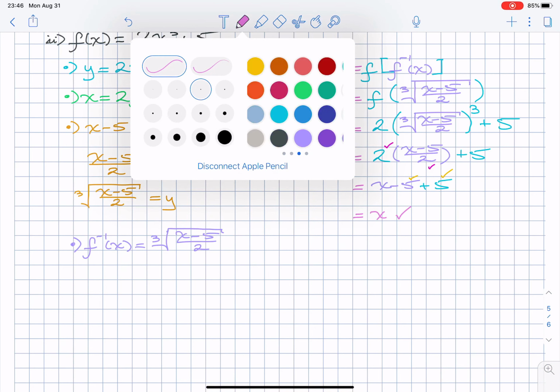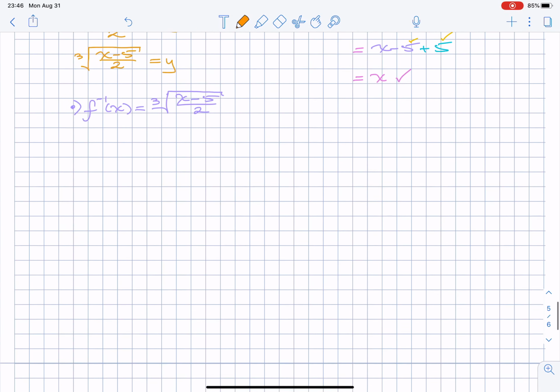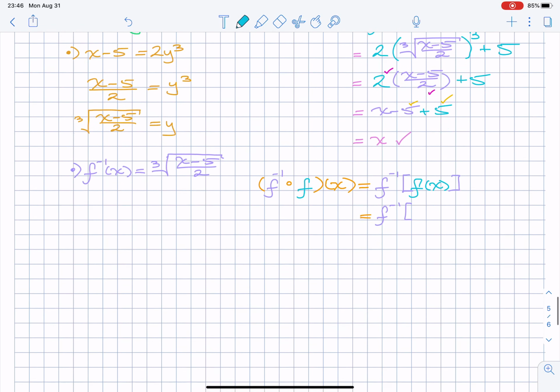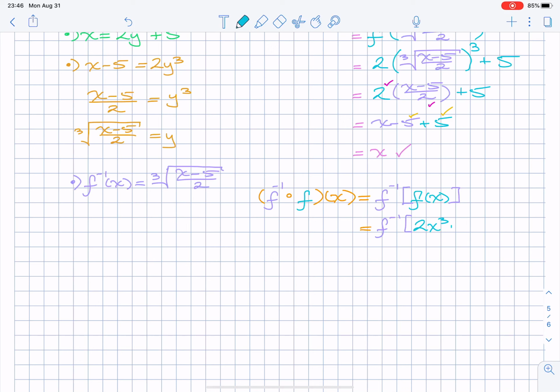Okay, so let's go backwards. Namely, what happens when we evaluate f inverse composed with f of x. So we're going to have the f inverse on the outside and the f on the inside. So what this means is into the function f inverse, we are plugging the function f of x. What is f of x? It's 2x cubed plus 5.